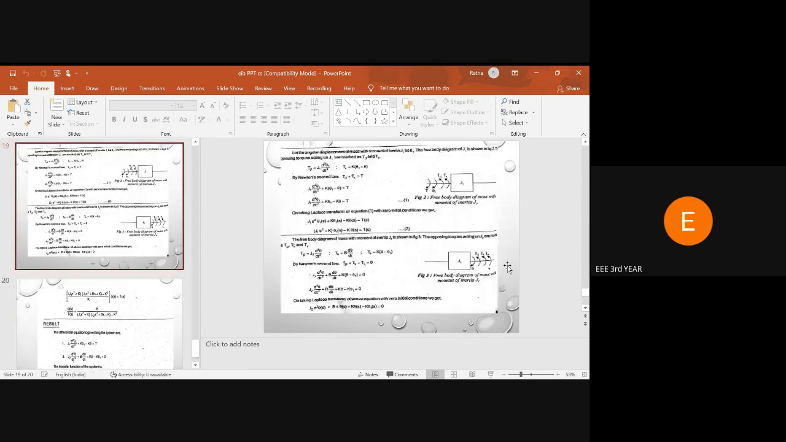Okay, isn't it? This is a very simple problem of a mechanical translational system and a mechanical rotational system. In these two categories, we have to find the transfer function of the mechanical translational and rotational system.